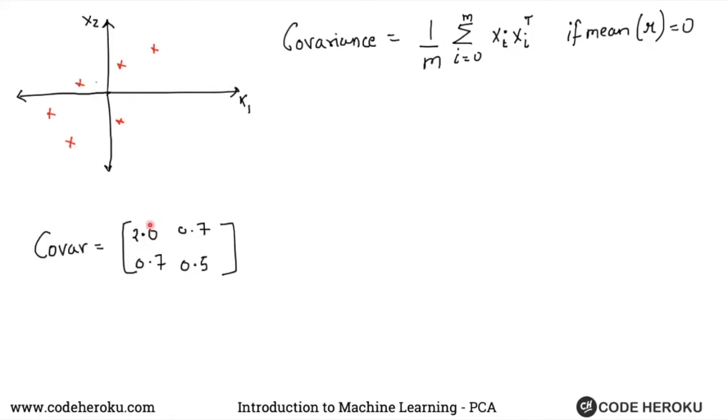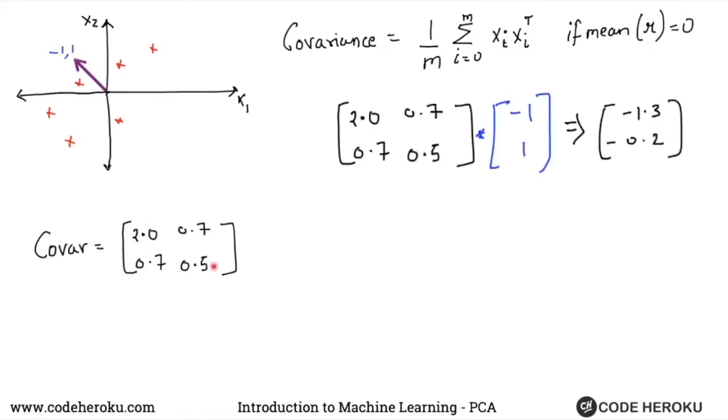Now, instead of deriving PCA, I want to show you an interesting observation. Let's take any random vector, say -1, 1, and multiply it with the covariance matrix. I get something like -1.3, -0.2. If you plot it on the graph, it will be somewhere over here, negative on the x-axis and negative on the y-axis as well, so in this quadrant.